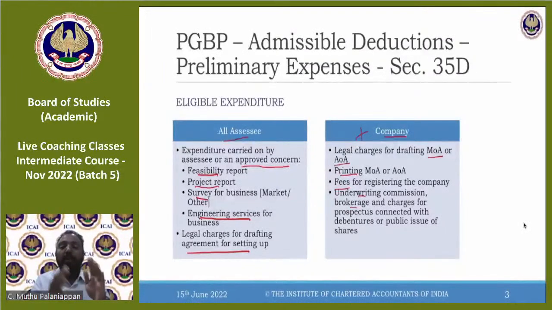What do you do for that? You do a feasibility report, a project report, a survey report. So all this is what we are talking about. And then apart from that, we spoke about technical consultancy in respect of engineering and legal charges for drafting various agreements. So these are all what you call eligible expenditure, correct?